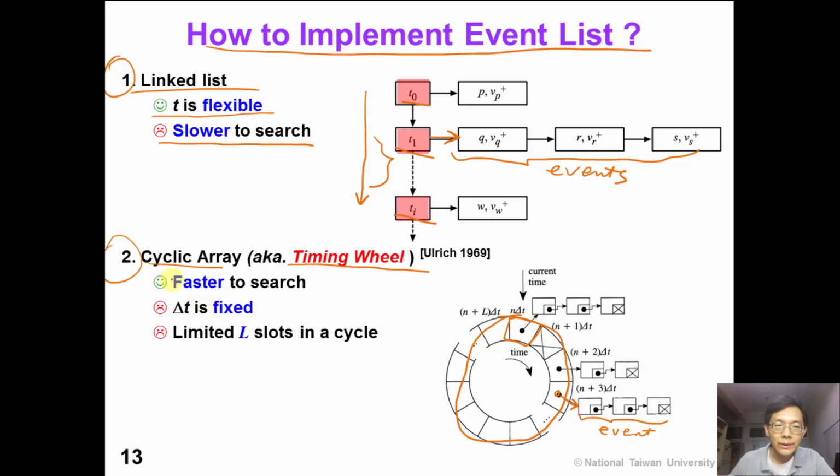The advantage of this implementation is that it's fast to search. We can easily access a particular timestamp. But the problem is that delta t of each timestamp is fixed. So we cannot insert an arbitrary time slot between two neighbor time slots. And we have limited L slots in a cycle.